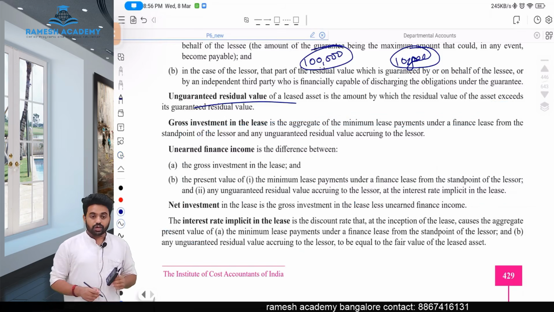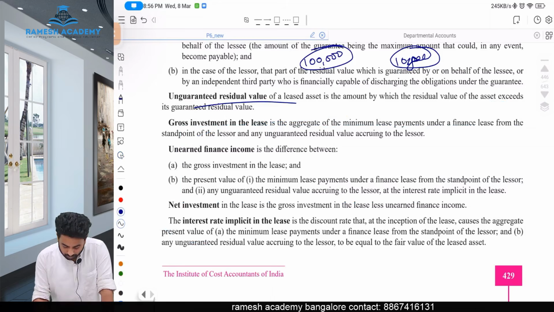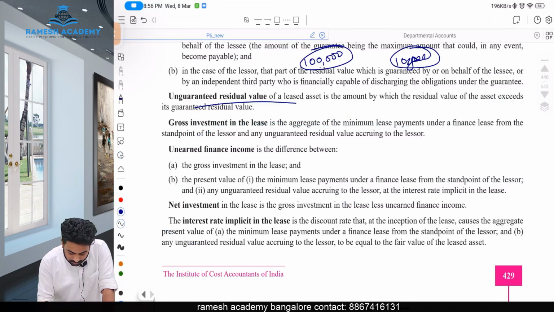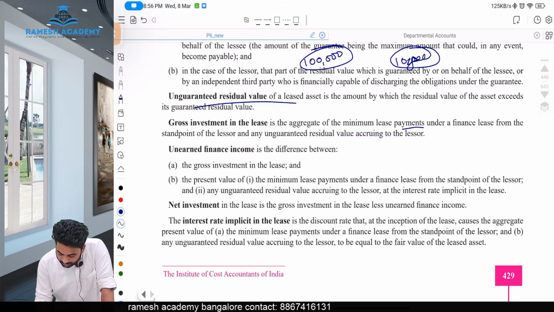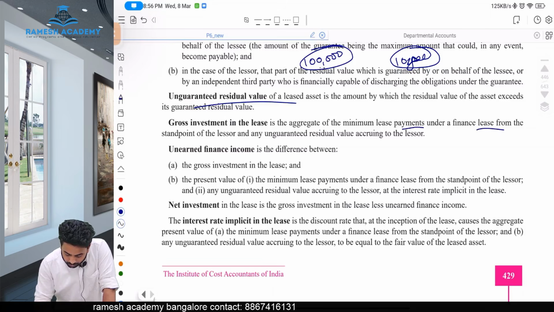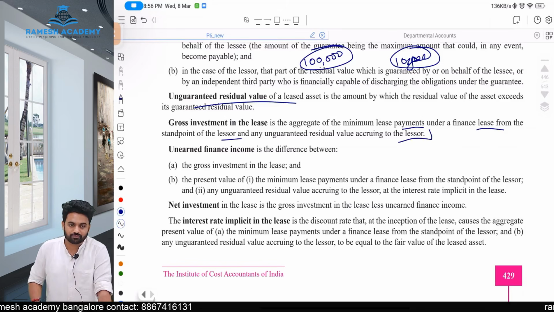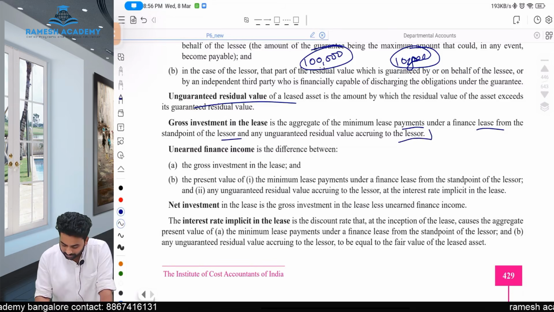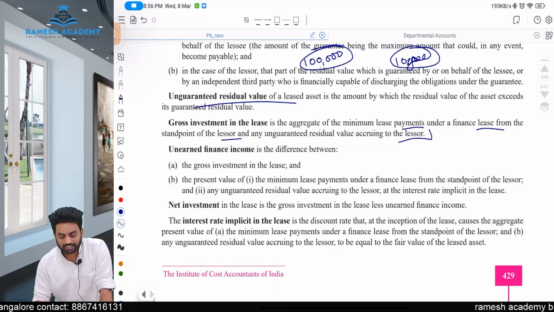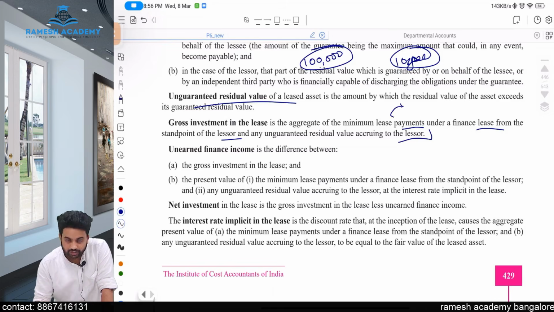Next, sir, what do you mean by gross investment in the lease? It is simple. Gross investment is the aggregate of minimum lease payments under a finance lease from the standpoint of the lessor and any unguaranteed residual value accruing to the lessor. Basically, overall value. Minimum lease payment means what? Rents, right? Usually the rent which you are going to pay over the term.